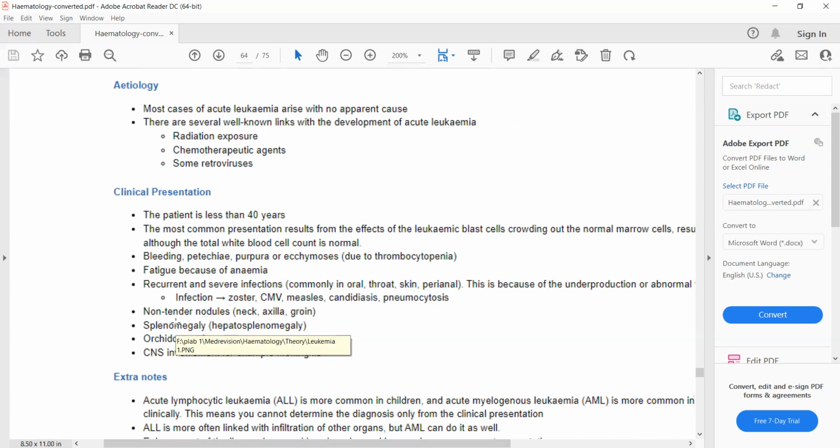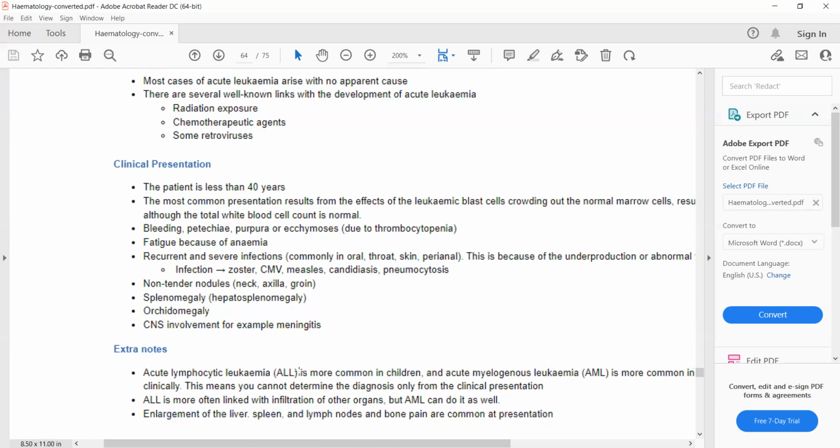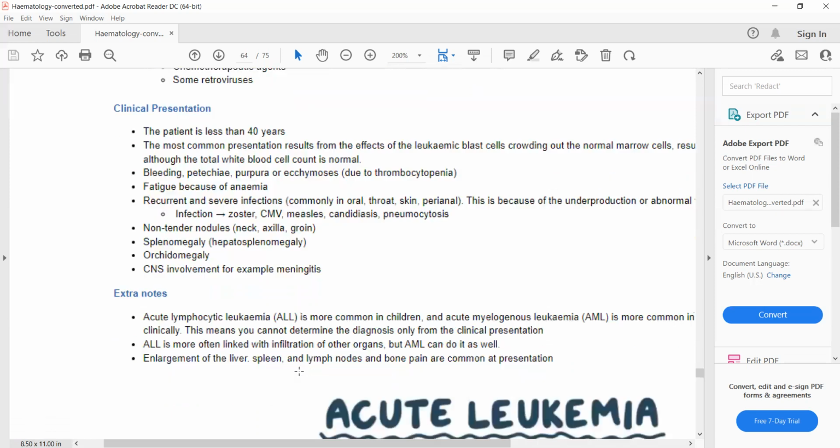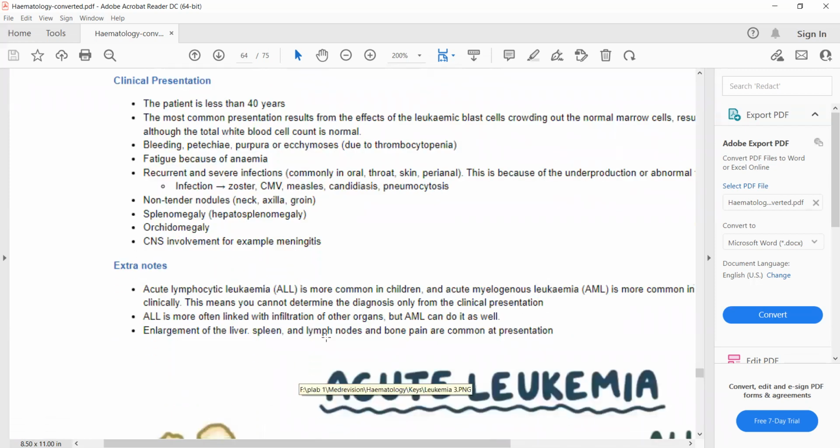These lymphoblasts that are excessively proliferating in the bone marrow will travel to the lymph nodes, so there will be lymphadenopathy. They will travel to spleen and liver, so there will be hepatosplenomegaly, and sometimes there's CNS involvement as well in acute lymphoblastic leukemia. So this was about the presentation of ALL.